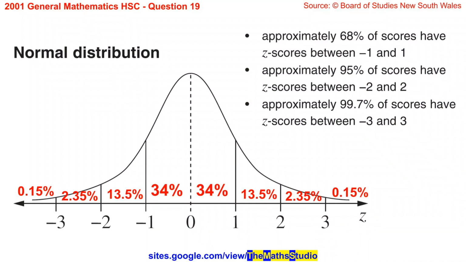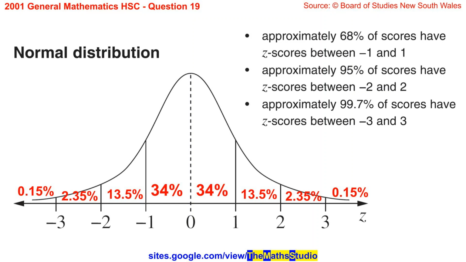Referring to the standard normal distribution from the reference sheet and applying the empirical rule, we can see that approximately 68% of scores have z-scores between -1 and 1, approximately 95% of scores have z-scores between -2 and 2, and approximately 99.7% of scores have z-scores between -3 and 3. This means we can apply the empirical rule to find the percentage of scores between any two z-scores on the standard normal distribution. And I've shown them here in red.